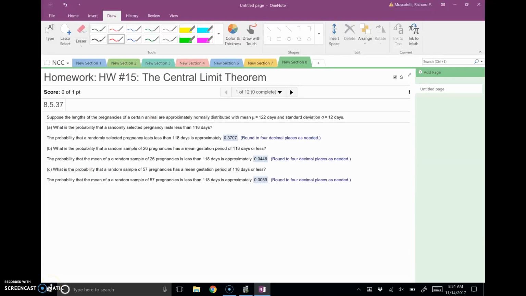Okay, so one of your classmates asked me to work some probability applications to the central limit theorem. So what I decided to do was grab a homework question from my stat lab. This is from homework number 15, question number 1. So let's give a look.